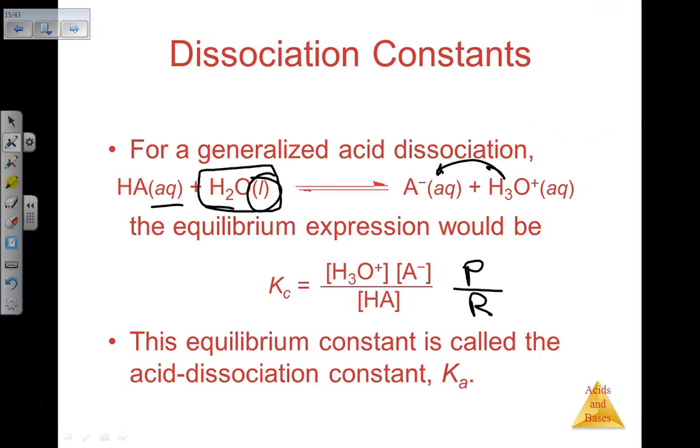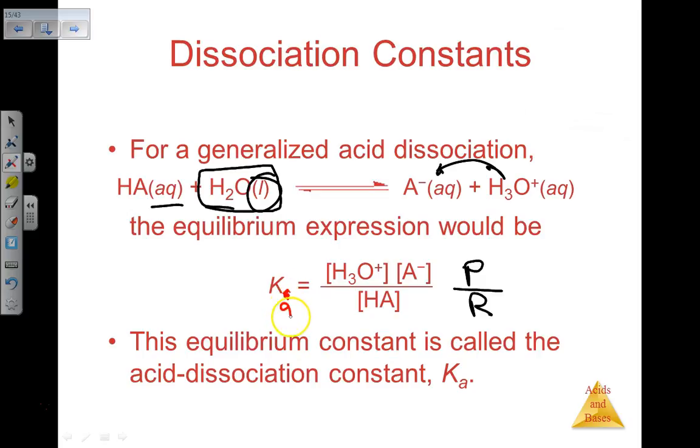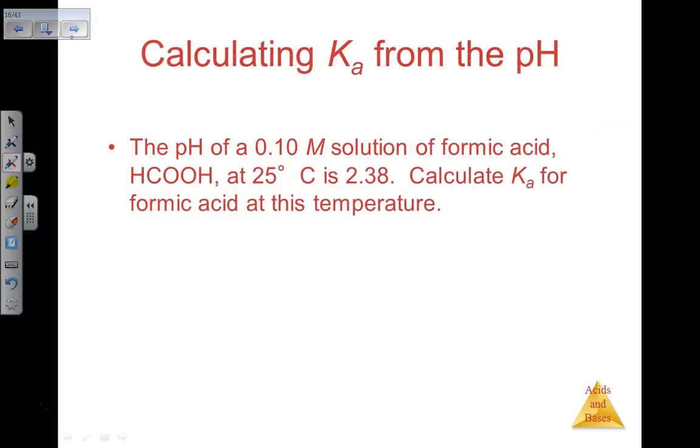Now, what ends up happening here is that instead of a Kc, we have a specialized K, and we call that Ka. That's the acid dissociation constant, or the acid equilibrium constant, you'll hear me call it. Technically it's a dissociation constant, because this guy is splitting up, dissociating, with the acid.